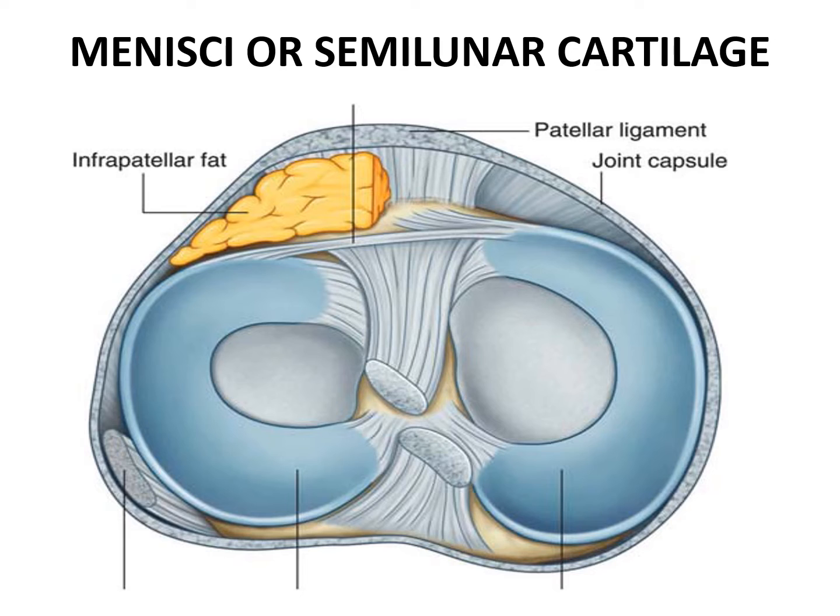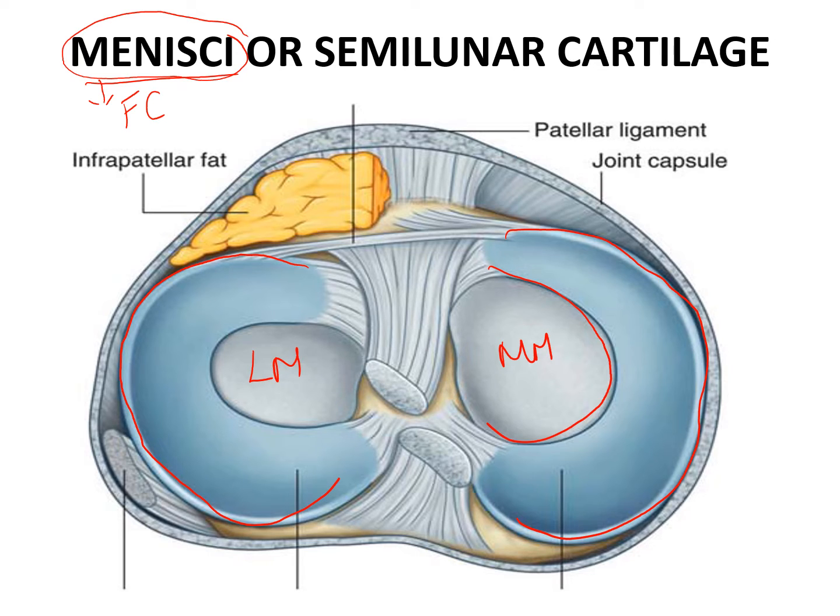In this slide, we will discuss the menisci. As already discussed, the menisci are made up of fibrocartilage. This is also an MCQ question. If you see here, these are the menisci, which are C-shaped. We have two menisci. One is the medial meniscus and the other is the lateral meniscus.